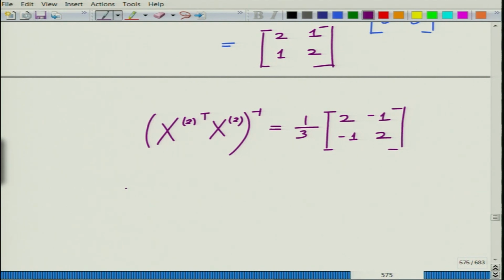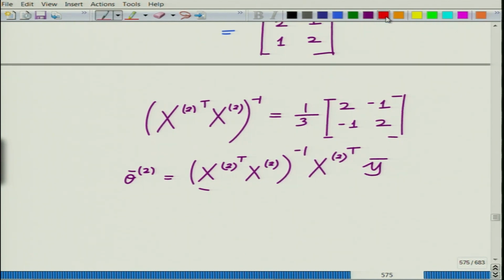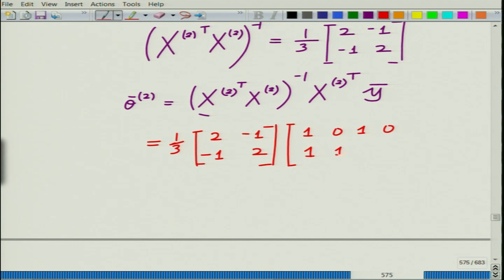Now you have to multiply, so now you get theta bar 2, which is equal to x2 transpose x2 inverse times x2 transpose y bar, which is equal to, essentially, if you look at this, 1 over 3 times 2 minus 1 minus 1 2, times x2 transpose, which is 1 0 1 0, 1 1 0 0, times y bar, which is essentially, remember, this is the vector.